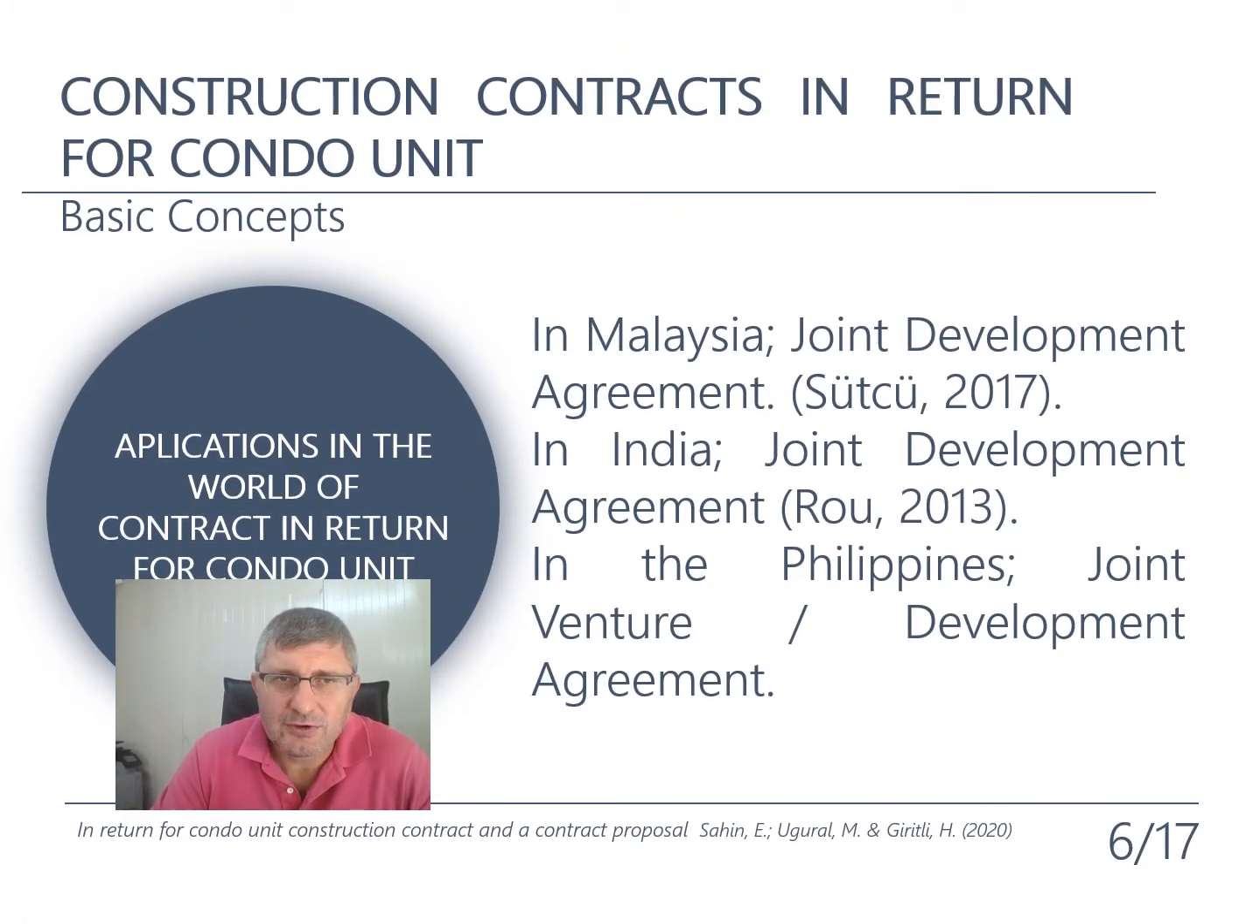Applications in the world of the contract in return for condo unit. In Malaysia, the contract made in return for giving the landowner an independent section is called joint development agreement. In India, there is a contract with the same name, joint development agreement. In the Philippines, the equivalent of the construction contract in return for condo unit is called the joint venture or development agreement.